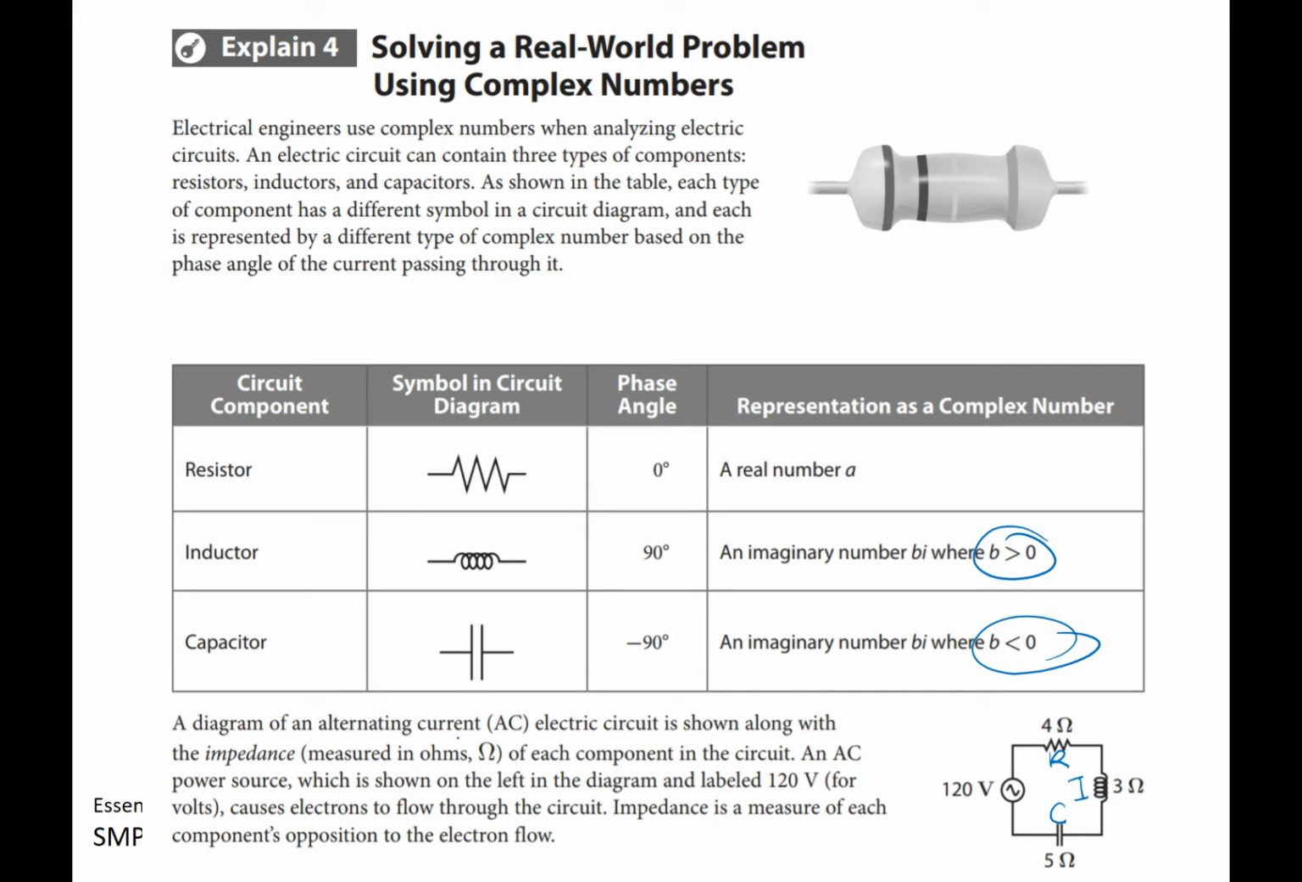The diagram of an alternating current, or AC current, electric circuit is shown along with the impedance. The impedance is measured in ohms. The impedance is the number in ohms of each component in the circuit. An AC power source, which is shown on the left of the diagram, labeled 120 V for volts, causes electrons to flow through the circuit. Impedance is a measure of the component's opposition to the electron flow. That might not be a bad definition to know.